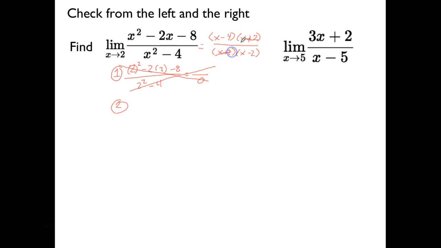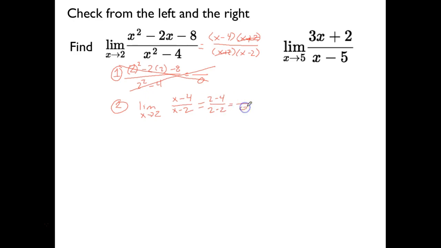Okay, the x plus 2's cancel, leaving me with my new problem. Yeah, we have a brand new problem. The limit as x approaches 2 of x minus 4 over x minus 2. Remember, this thing and this thing are the exact same thing if you graph them. Okay, let's plug in 2 and see what we get. Okay, 2 minus 4 over 2 minus 2.